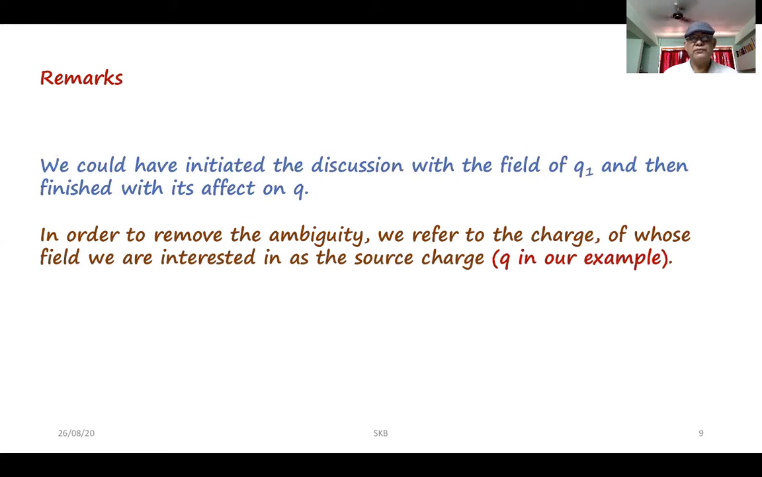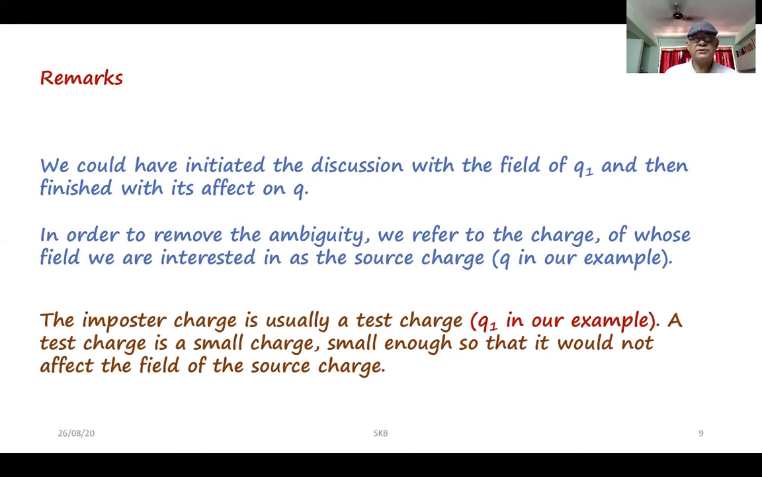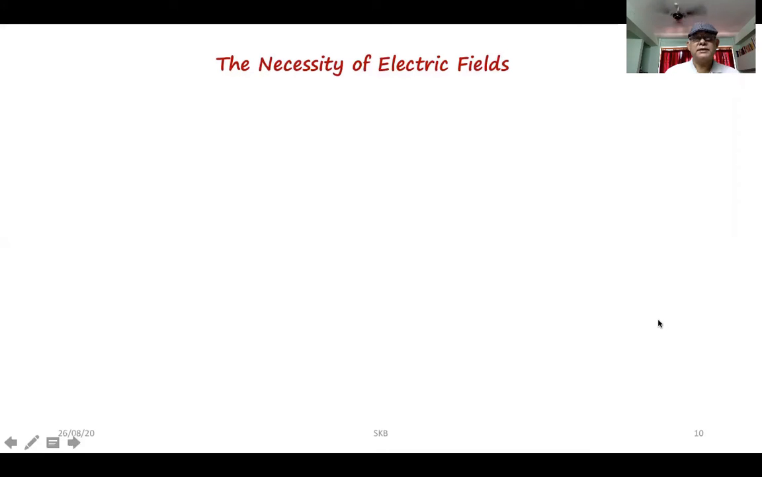In order to remove the ambiguity, we refer to the charge of whose field we are interested in as the source charge, Q in our example. The imposter charge is usually a test charge, Q1 in our example. A test charge is a small charge, small enough so that it would not affect the field of the source charge.